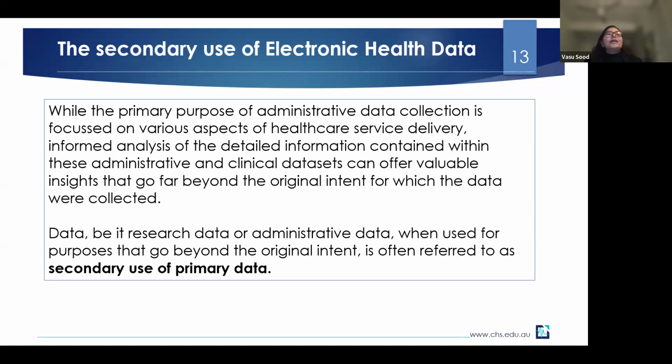Later, researchers analyze this same data set to identify seasonal trends in hospitalization due to, let's say, respiratory illness. This is the secondary usage of the data. This secondary analysis will help the health institution prepare for, for example, a flu outbreak by forecasting the demand for hospital beds and staff during the peak season.